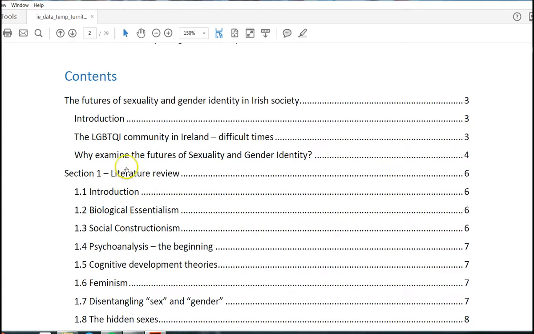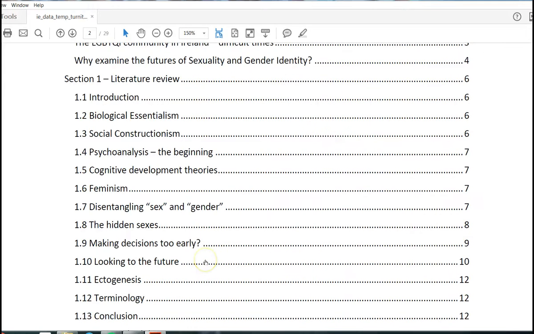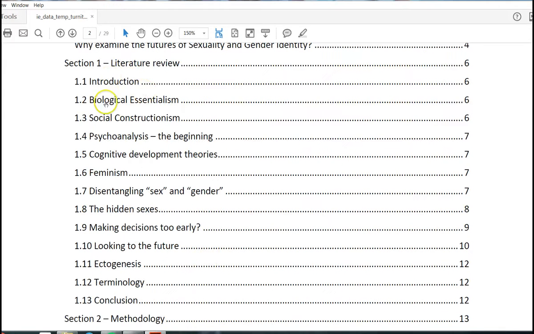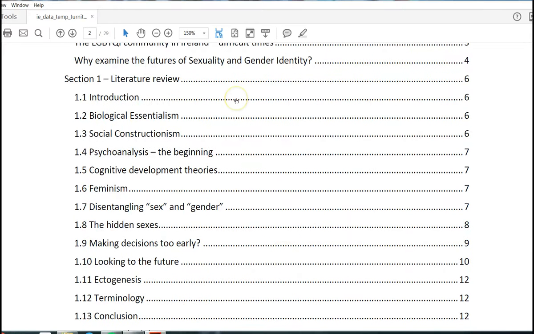Section 1, lit review. So they break their lit review, as you can see, wow, into a number of areas. So biological essentialism, social constructionism, psychoanalysis, cognitive development theories, feminism, disentangling sex and gender, the hidden sexes, making decisions too early, looking to the future, etogenesis, terminology, and conclusion. Now, that's a pretty serious deconstruction of the literature, which demonstrates to me a real grasp of what was what as they discovered it through the lit review.